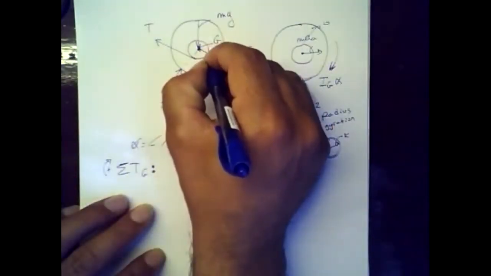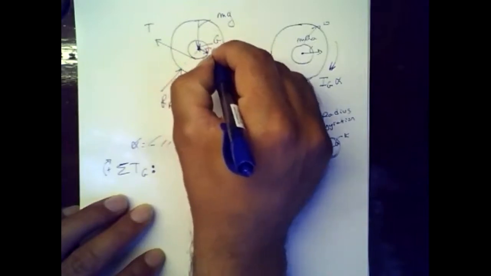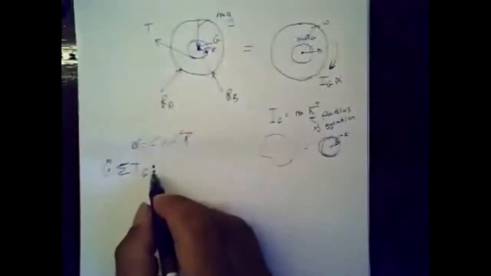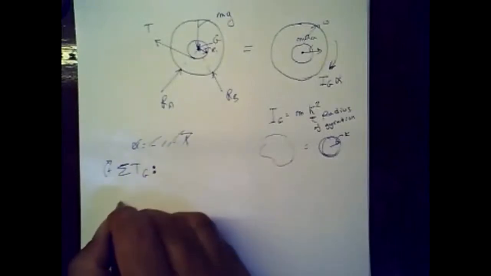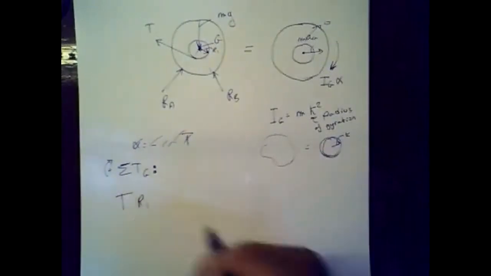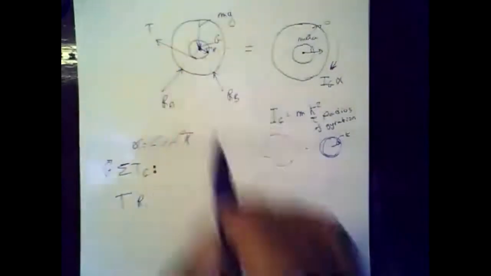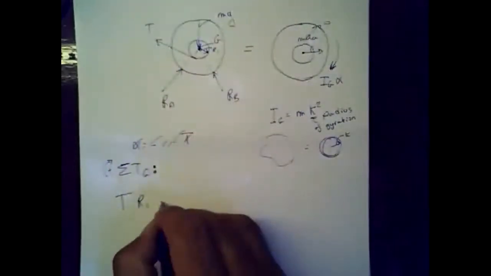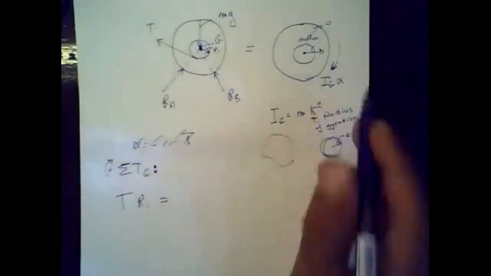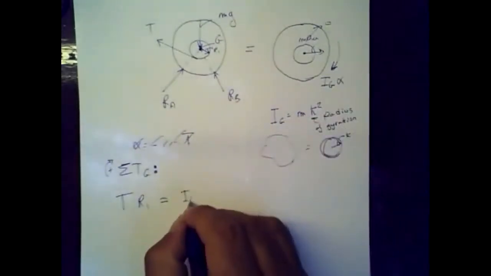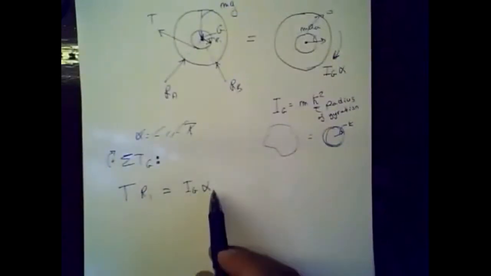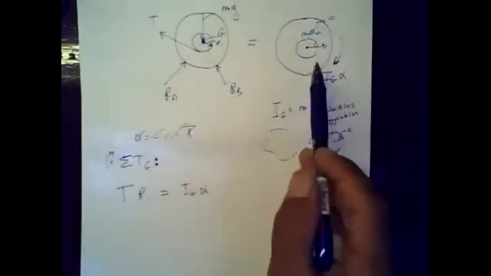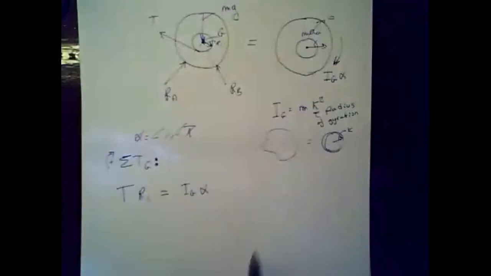I'm going to call this small radius R1. If I sum the torques about the G, I'll simply get T multiplied by R1, since the rest of the forces are not creating any torque. And that is going to equal I_G alpha, where I_G is equal to m k squared. So you are getting the angular acceleration of the rigid body from the torques.